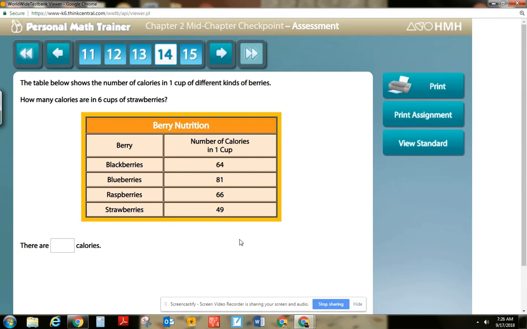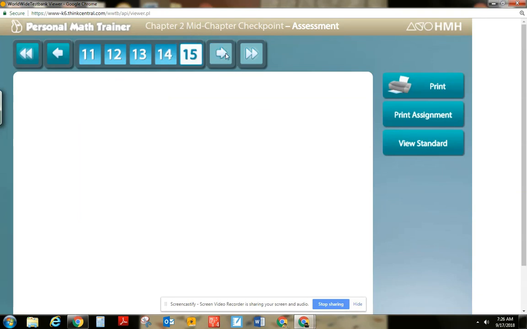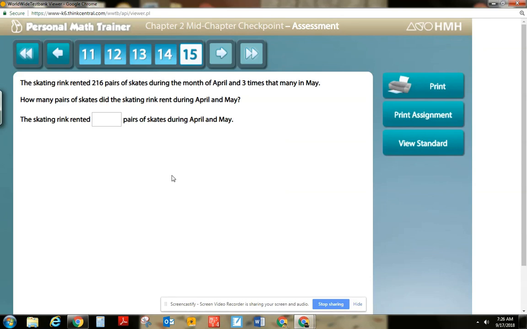Number 14, you need to multiply. It says how many calories are in 6 cups of strawberries? Well, 49 times 6. Got to solve that correctly. Number 15, the skating rink rented 216 pairs of skates during the month of April and 3 times that many in May. How many pairs of skates did the skating rink rent during April and May? The skating rink rented blank pairs of skates during April and May.